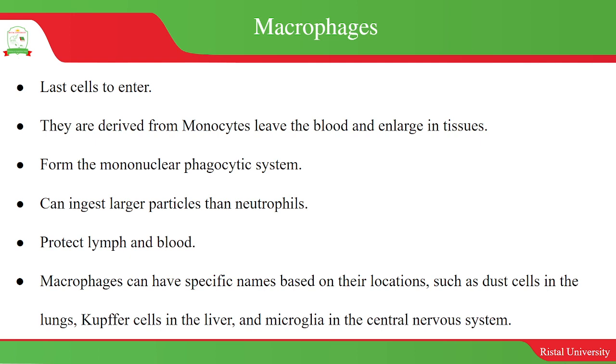So we can find macrophages in different organs. Their names can change in accordance to where they are found. If you find macrophages in the lungs, then they are called the dust cells. If you find them in the liver, they are called the Kupffer cells. And if they are found in the central nervous system, they are the microglia.